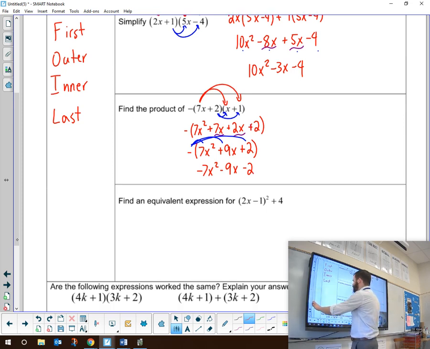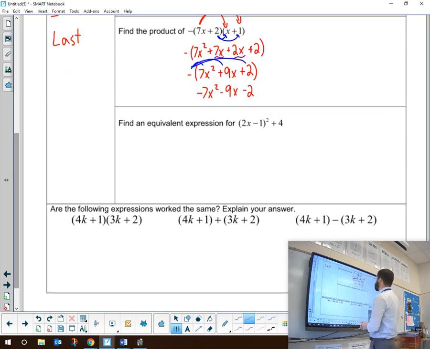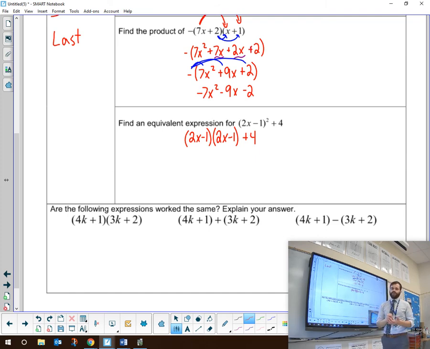Okay, our very last problem. Find an equivalent expression for 2x minus 1 squared plus 4. Now, this is something that most students mess up on. They're just going to go 2x squared minus 1 squared. Unfortunately, what this actually means is that we're going to rewrite this as 2x minus 1 times 2x minus 1. Because whenever you square a number, you multiply it by itself, right? So we got to take that, we got to multiply it by itself. That's what squaring means. And then we're going to go first, it's going to be 4x squared, outer.